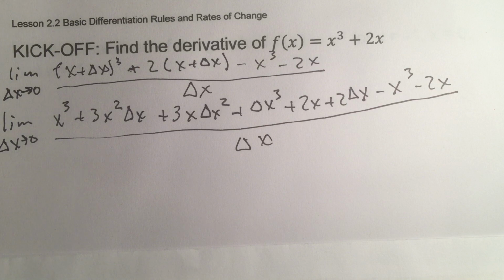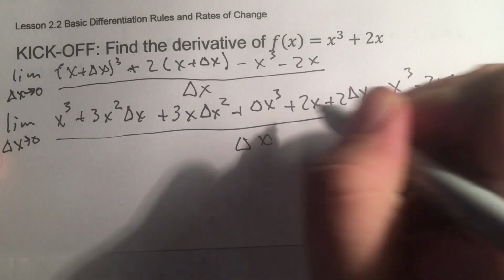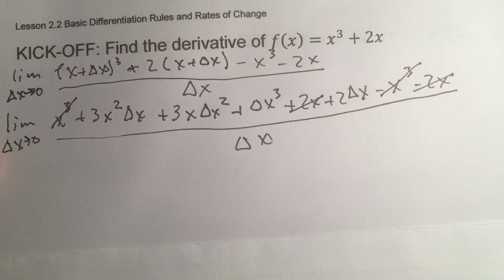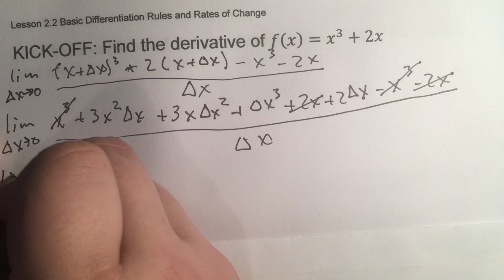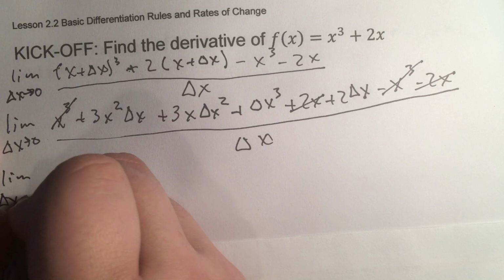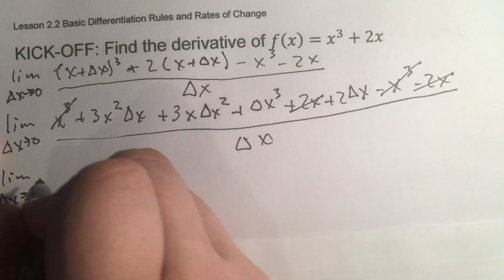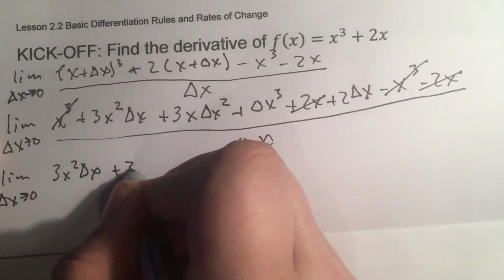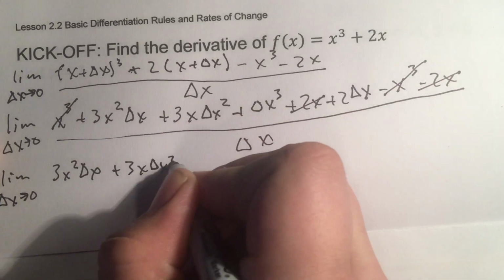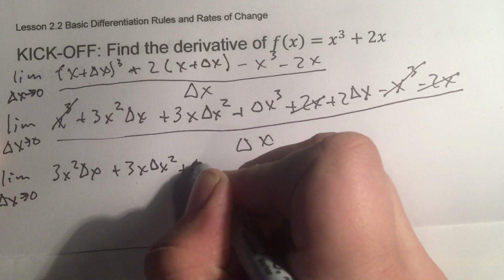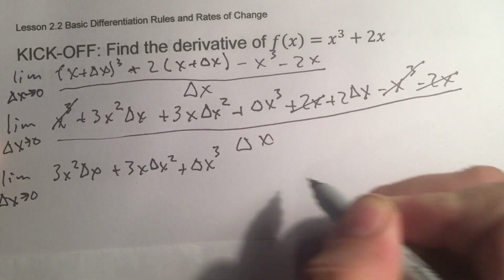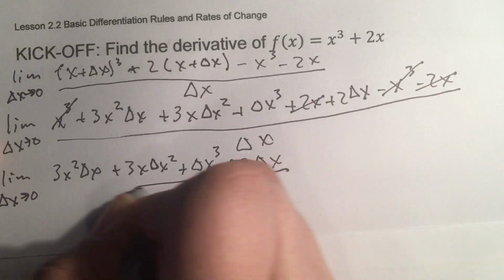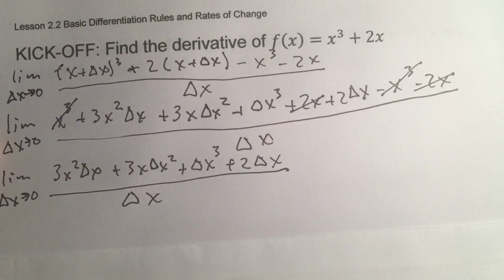So we can start reducing some things. Minus 2x plus 2x, minus x to the third plus x to the third. The only thing we have left should have a change of x in it. So 3x squared change of x plus 3x change of x squared plus a change of x cubed plus 2 change of x. And again, this is all over a change of x.